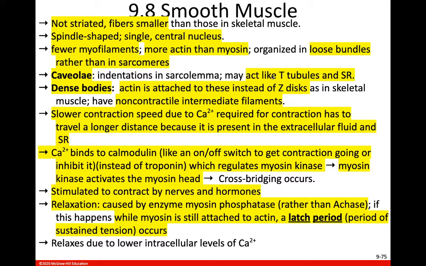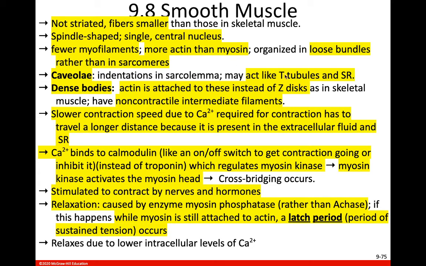So again, remember that smooth muscle is non-striated. It has no striations. The fibers are smaller. They have a spindle shape and they have a single nucleus. When we compare smooth muscle to skeletal muscle, we see that there are fewer myofilaments, which means there are fewer actin and myosin filaments overall, and there is more actin than myosin. And we don't have sarcomeres in our smooth muscle. Rather, we have loose bundles.